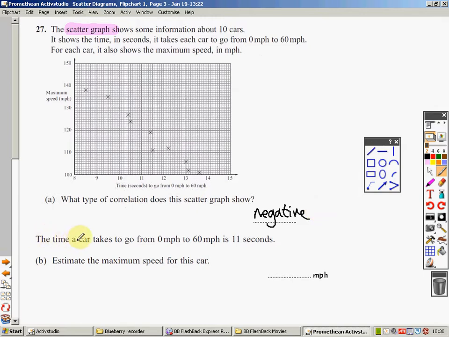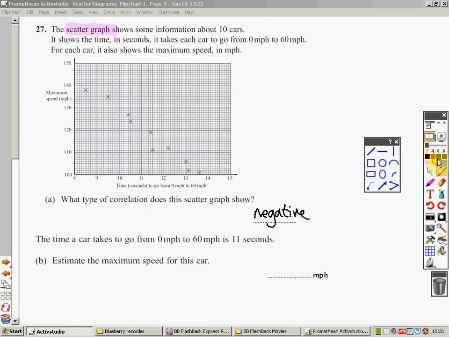The time a car takes to go from 0 to 60 is 11 seconds. Estimate the maximum speed for this car. And again, it says estimate, it's not a guess. When it says estimate, you have to show you're using a technique and not just pulling a number out of the sky or having a quick look and thinking, yeah, it's probably going to be about 11. We actually need to do it properly.